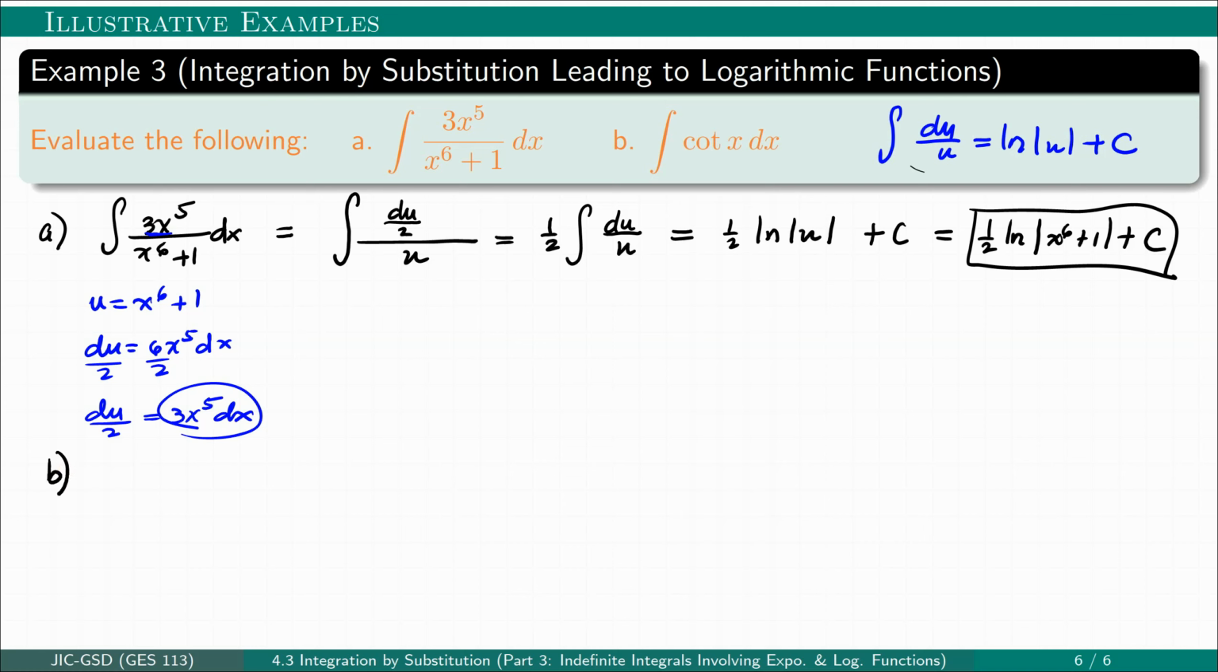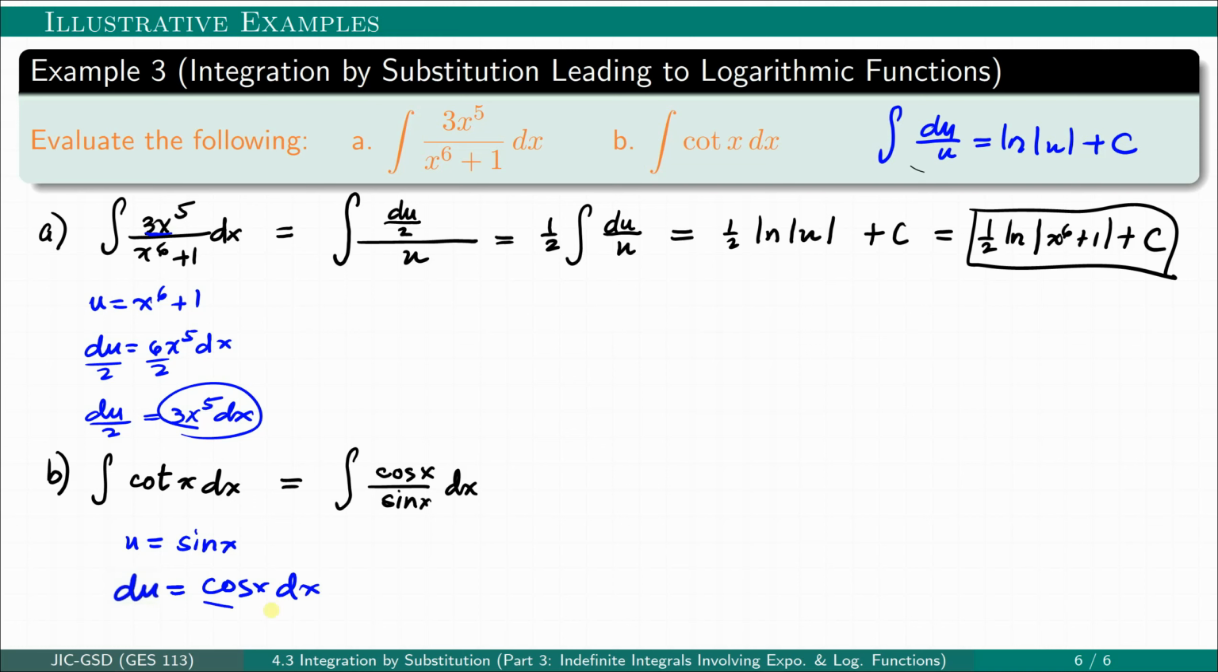For our last example, we will have integral of cotangent x dx. We can rewrite this integral as cosine x divided by sine x dx, because cotangent x is cosine x divided by sine x. And we will just let u be the denominator, which is sine x. And its derivative here will just be cosine x dx, which is exactly our numerator. So this will be integral of du divided by u.